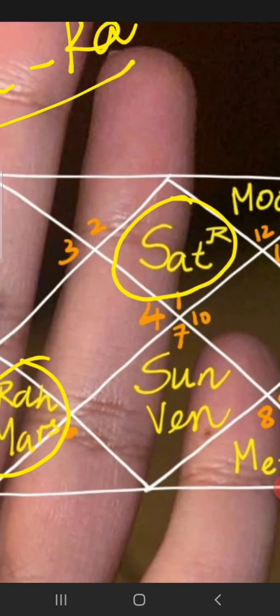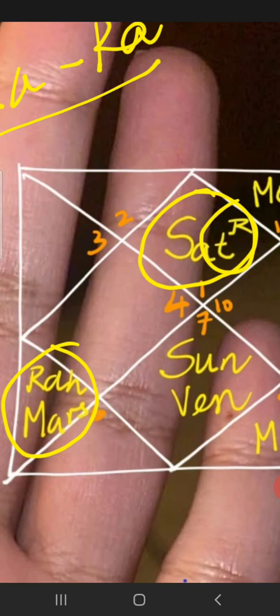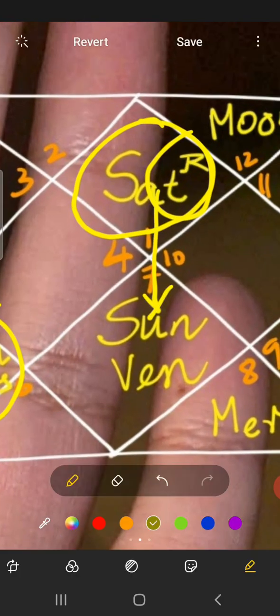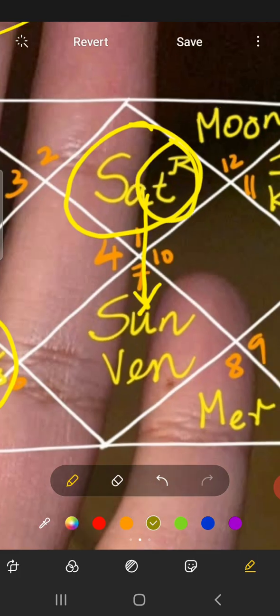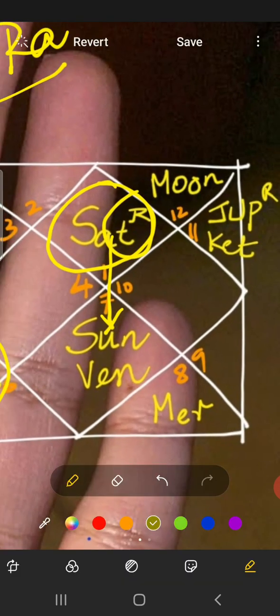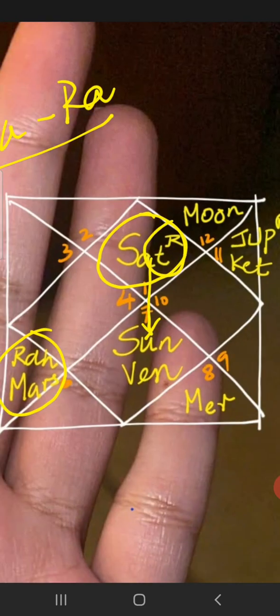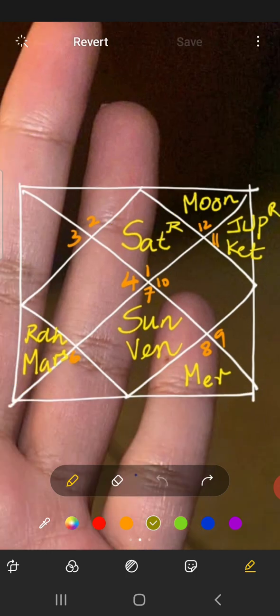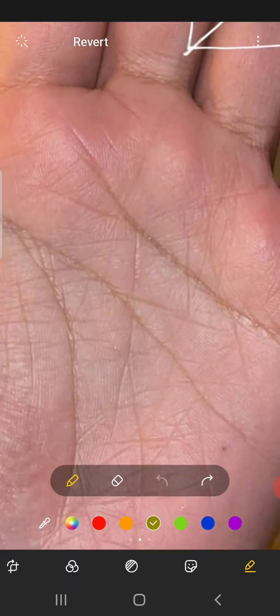Here you can see that the retro Saturn has also got a seventh aspect on Venus and Sun. So this is the general structure of this chart. We will have to check how the palm actually looks with reference to the chart now. Let us go into the palm and palm line formations.